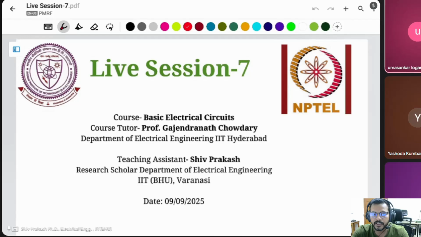There are three ports. It means two ports on the input side and the output side is the load. This is known as the three port.